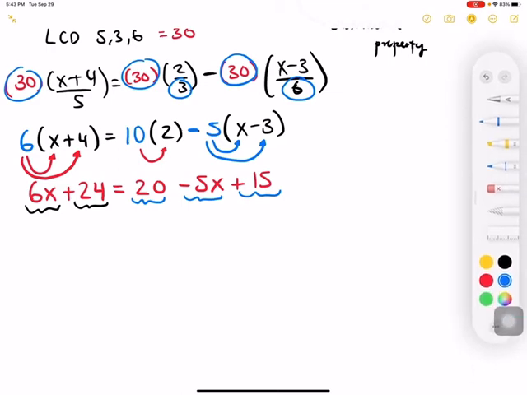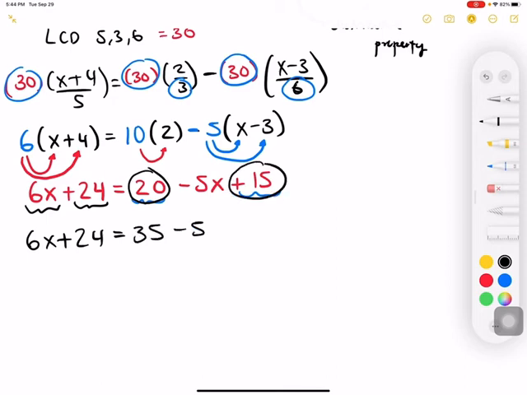Okay, so I'm going to go ahead and combine only the numbers that I have on the right side of the equation. So the left side is going to remain the same, 6x plus 24. And on the right side, I'm going to combine 20 plus 15, which is 35. And everything else remains the same. Okay, this is simplifying the equation, so it's easier for us to reach the result.